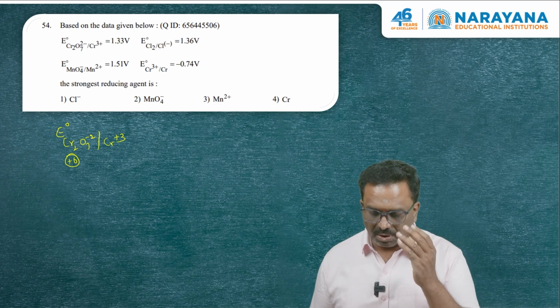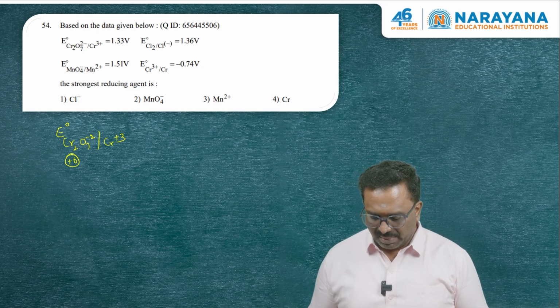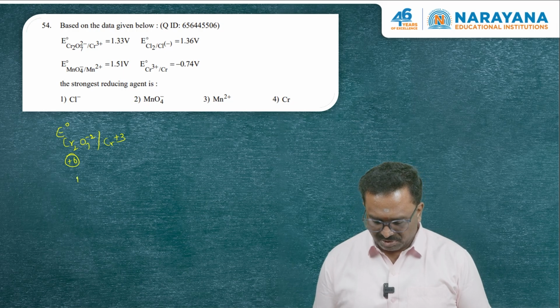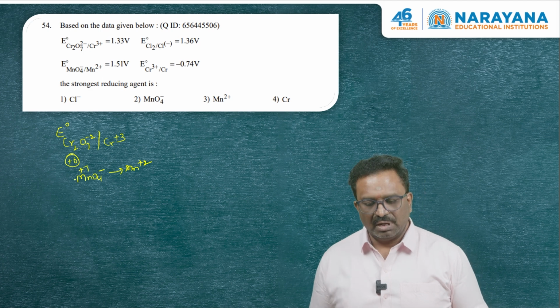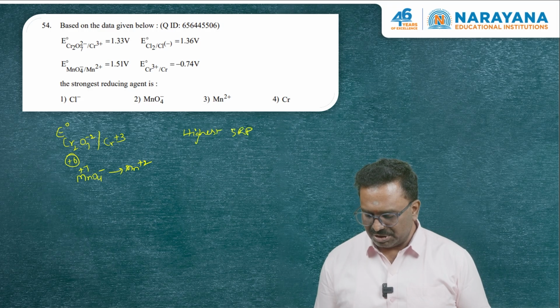In case of chlorine also you can identify reduction potential was given. Manganese also same, MnO4- is turned into Mn2+. So reduction potentials are given here. When reduction potentials are given, the highest standard reduction potential acts as a good oxidizing agent.